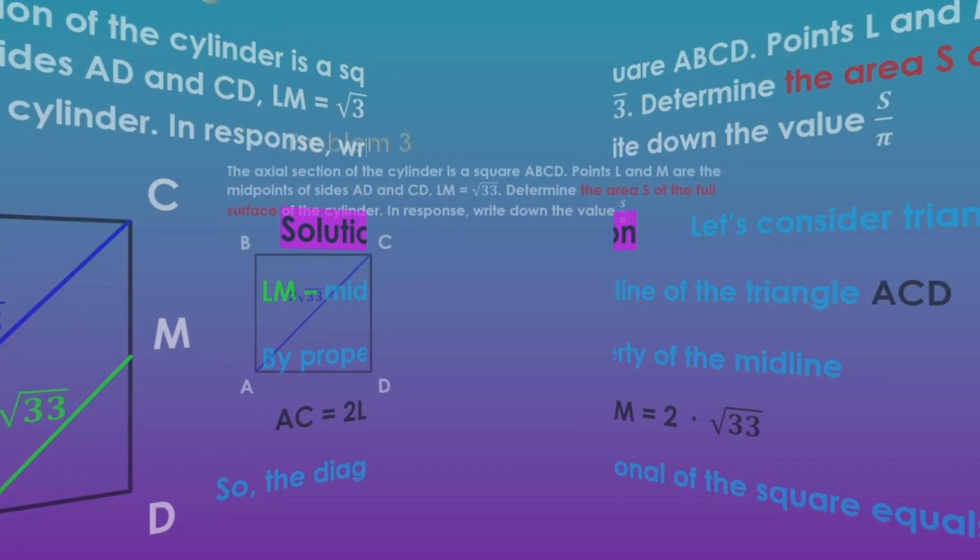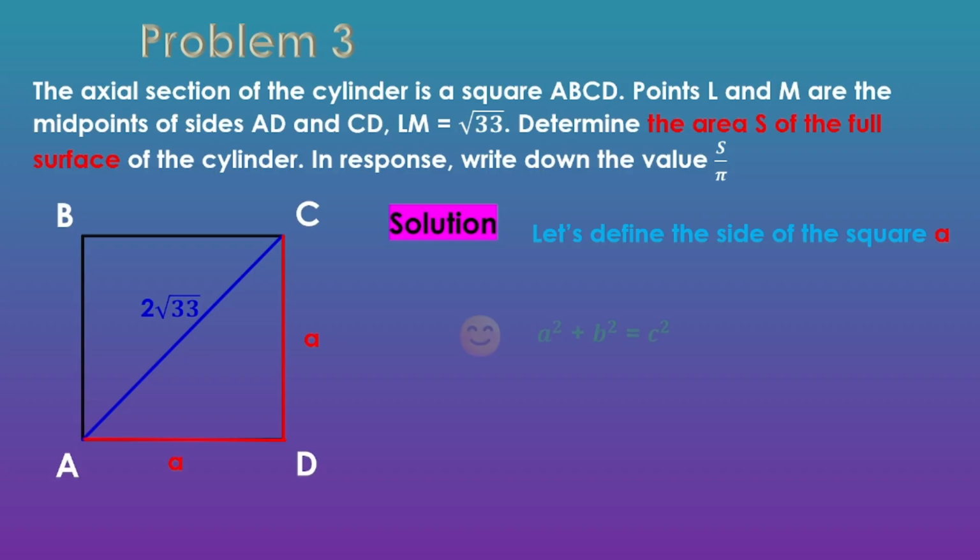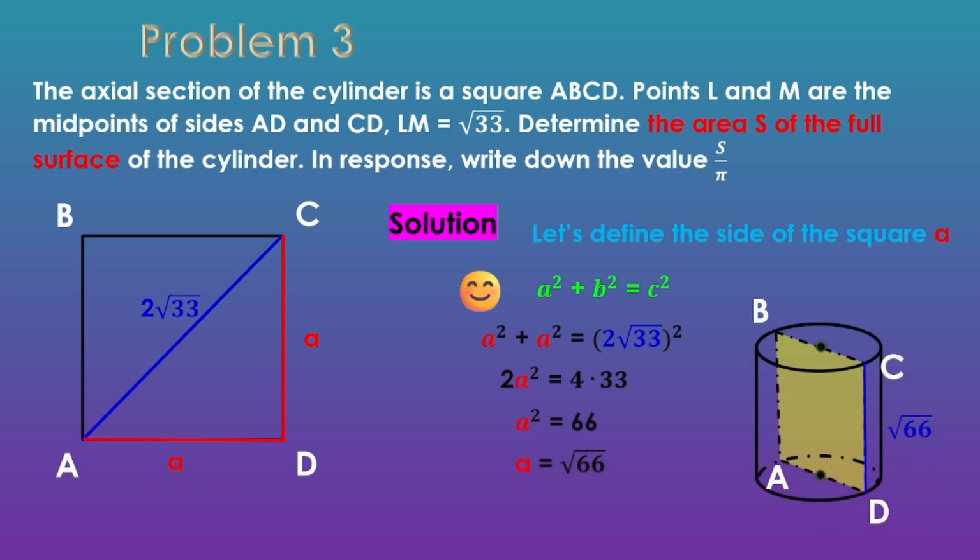Then let's denote the side of the square by a, since the sides of the square are equal, so the sides AD and CD are denoted by a. Then we remember the Pythagorean theorem, and in this triangle ACD we will use it. So instead of a and b we substitute a, and instead of c, 2 root 33, and from here we find a, which will be equal to root 66. So drawing the cylinder, we can safely say that our AD will be equal to root 66, and its radius will be equal to root 66 over 2, since AD is also the diameter of the circle.